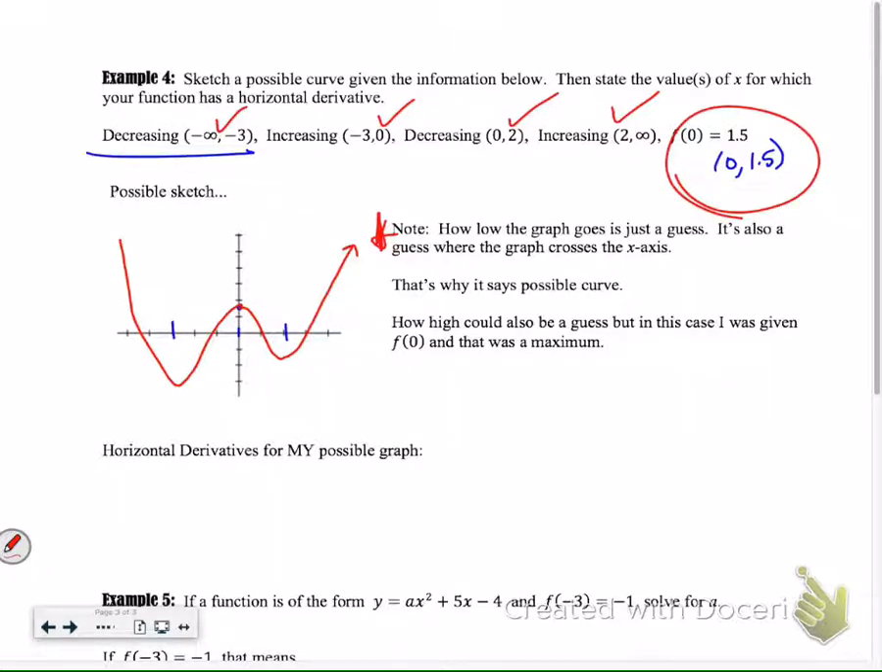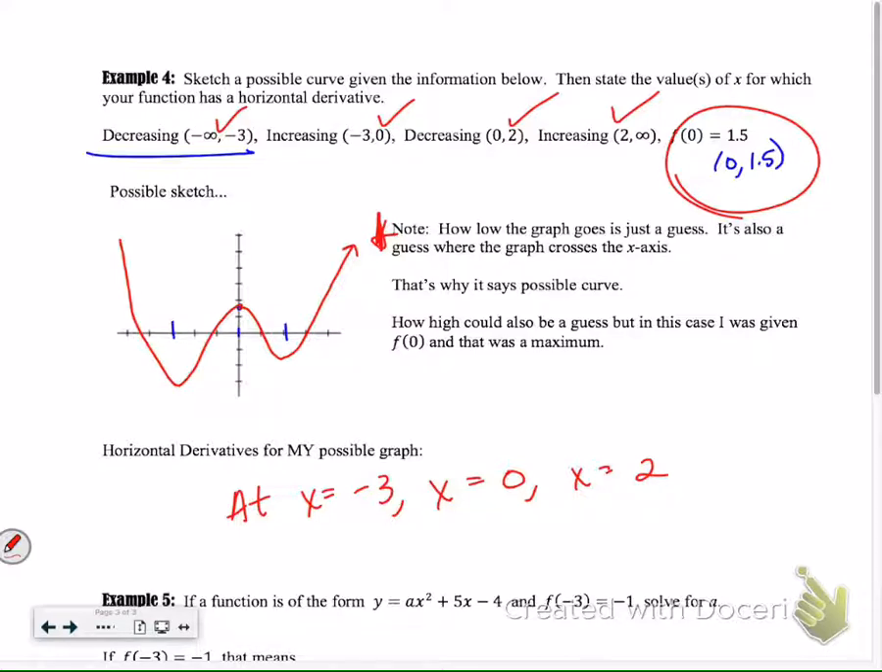So, now the last part of the question was state the values of x for which your function has a horizontal derivative. That's going to be where the slope is 0. That's going to be where we have horizontal tangent lines. So that's going to be at x equals -3, x equals 0, x equals 2. Now, we'll talk more about this in the next section, but essentially these are your minimums and maximums, your peaks and valleys, so as we go along there.